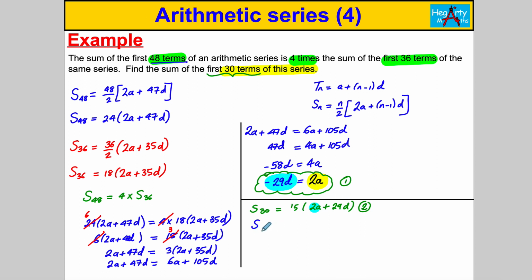So if I substitute 1 in 2, what do I get? Well, I get that S30, the thing I'm trying to find, is equal to 15. Instead of 2a, write negative 29d, but then add 29d. And negative 29d add positive 29d is 0. And 0 times 15 is 0 again. So S30, after all that work, the d just disappears, and I get that the sum of the first 30 terms is actually 0. And we're done. And that's it for this particular question. Thanks for watching.